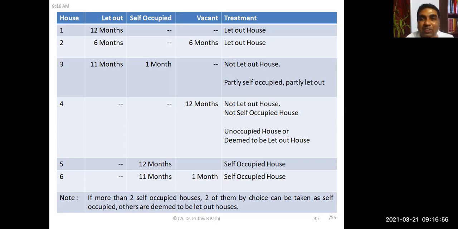Let us assume the assessee has 3 houses. The assessee can assume 2 of them are self-occupied and the third one is a deemed to be let out house. Even if it is not let out, it is self-occupied. Did you understand this?